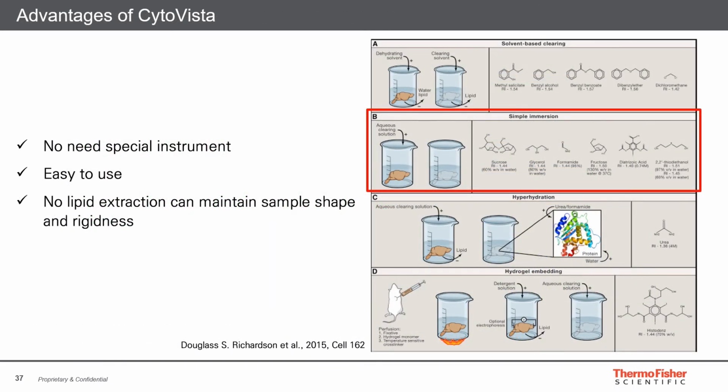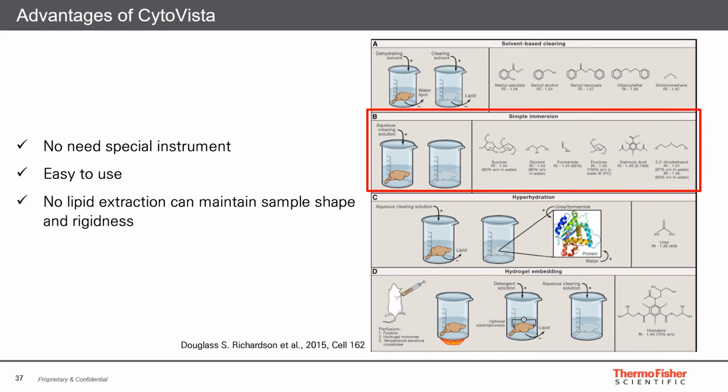This is the specification of CytoVista. You don't need any special instrument for clearing and it is easy to use. Just follow the protocol in the manual, and there is no repeated extraction. No repeated extraction can maintain sample shape and rigidness.